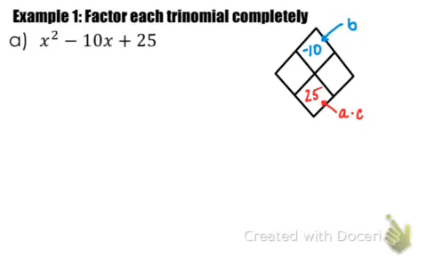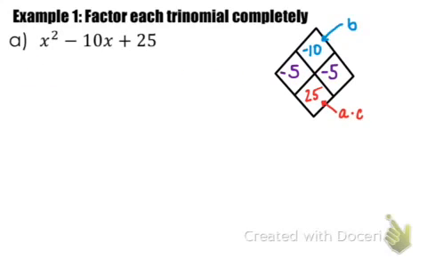Now what you have to think about is what two numbers can you place in these two remaining diamonds that would multiply together to get a positive 25 and add together to get a negative 10. That's right, negative 5 times negative 5 would give you 25. Negative 5 plus negative 5 would give you negative 10. Now these two numbers are going to help us because we're going to use factor by grouping to replace our negative 10x with a negative 5x and a negative 5x.